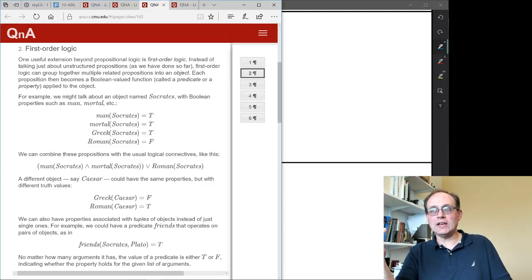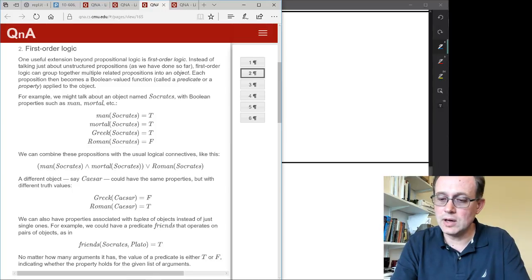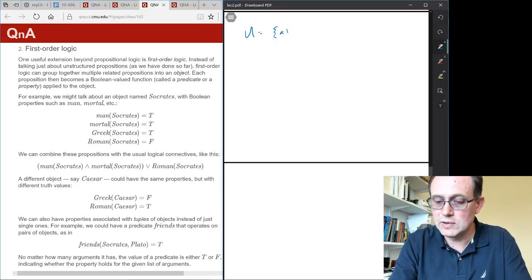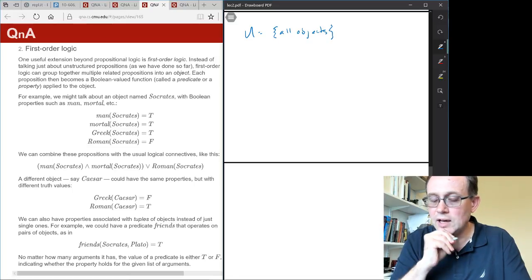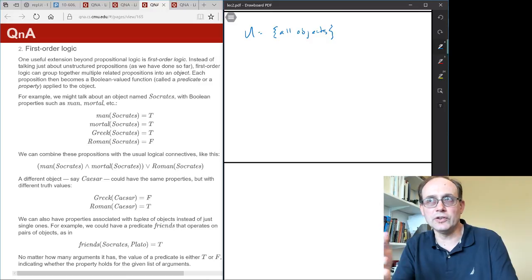We think of them as functions that take in an object, Socrates or Caesar, and return a truth value, right? So if we write, U is equal to the set of all objects, right? Meaning all objects that could potentially exist in our world, so there's infinitely many objects that could potentially exist, but maybe only some finite number that we're actually talking about.